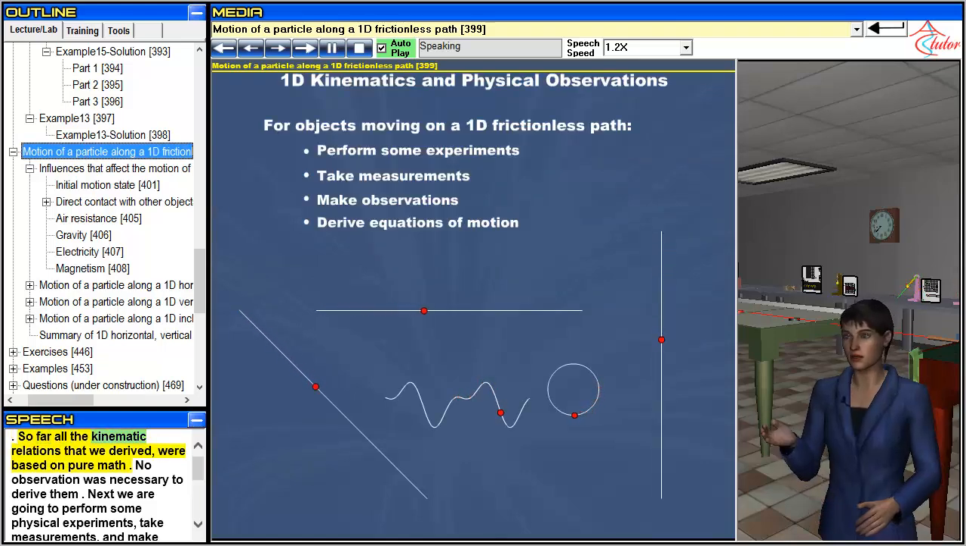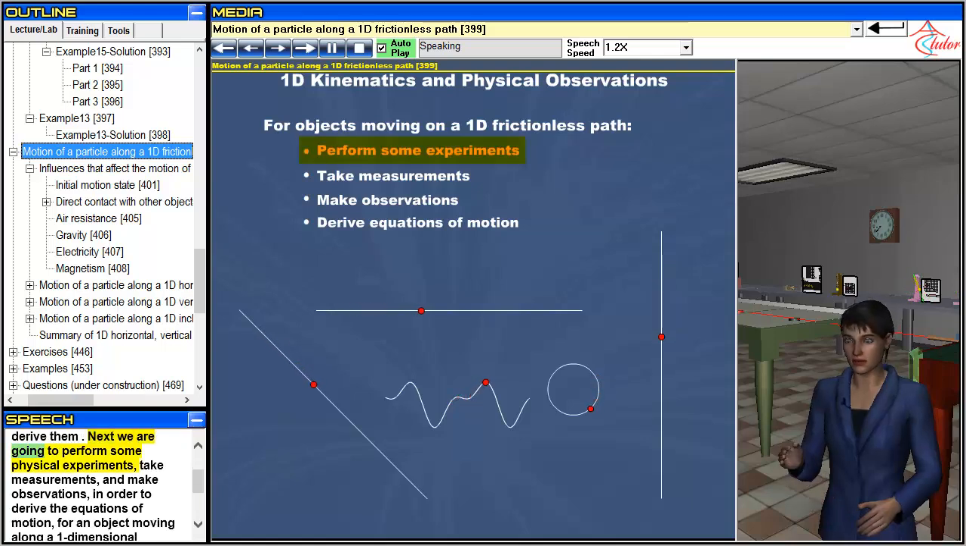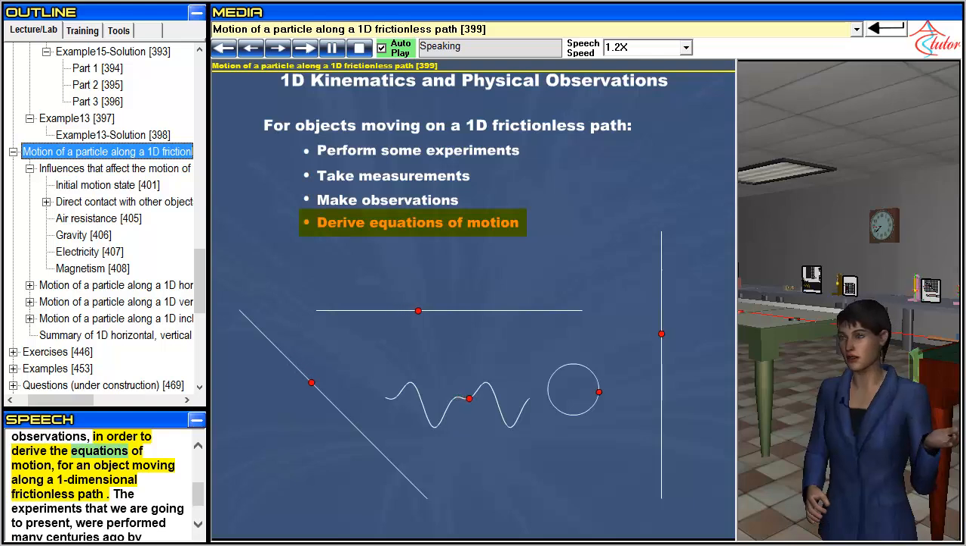So far all the kinematic relations that we derived were based on pure math. No observation was necessary to derive them. Next we are going to perform some physical experiments, take measurements, and make observations, in order to derive the equations of motion for an object moving along a one-dimensional frictionless path.